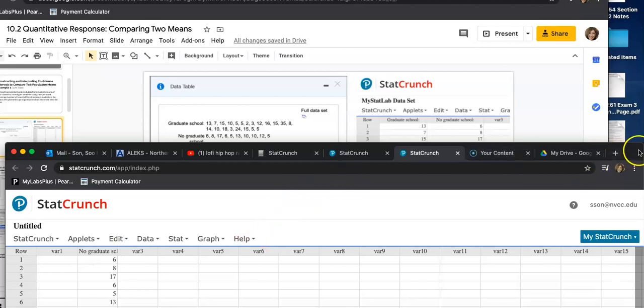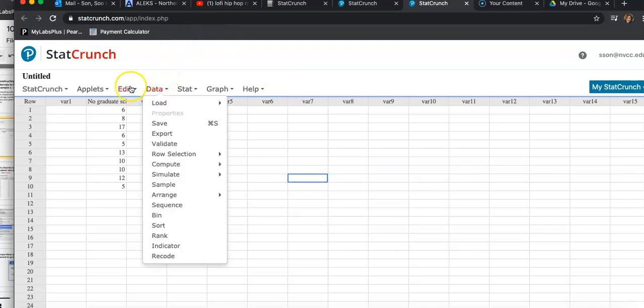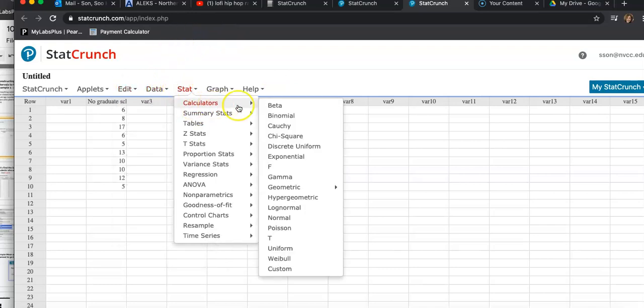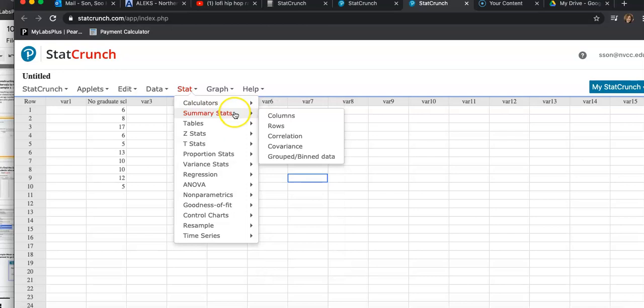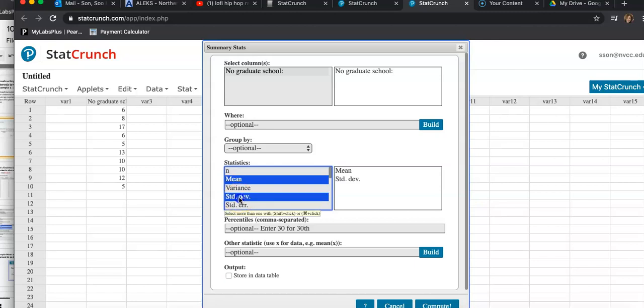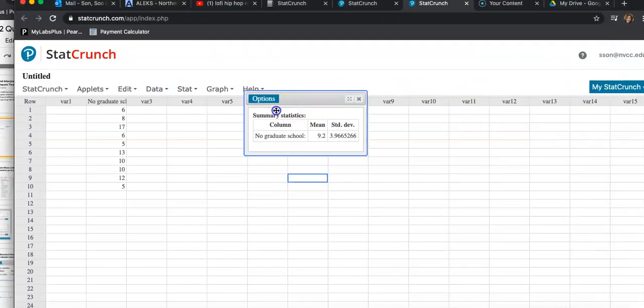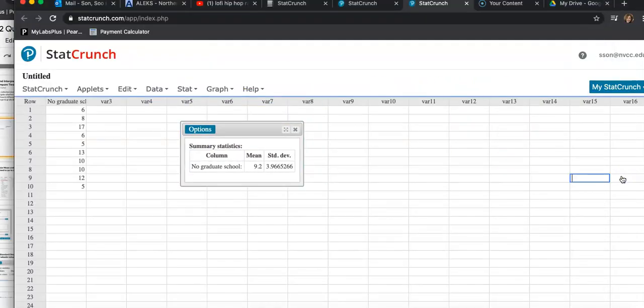Okay, so I entered all the numbers for no grad school. Thank goodness, that was a shorter list. So this is what you do. You go to Stat, Calculator, Summary Stat and Columns, and no grad school, and then we just want to find the mean and the standard deviation. I hit compute, ta-da, here's the output table. So let me screenshot this and put it on the Google slide because I know you guys are taking notes as you are watching this lesson.